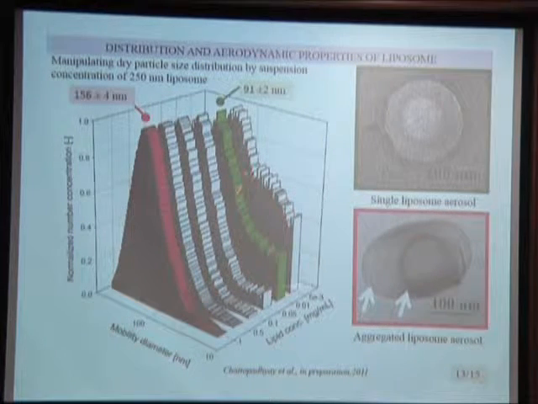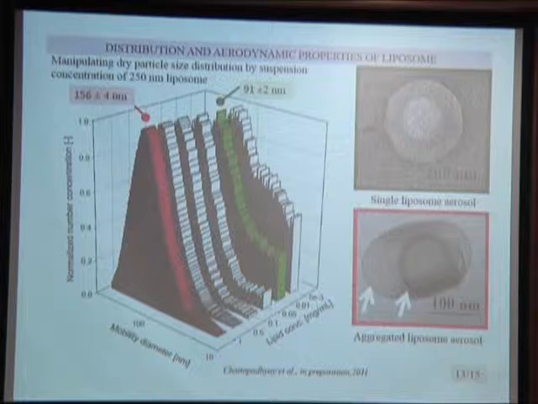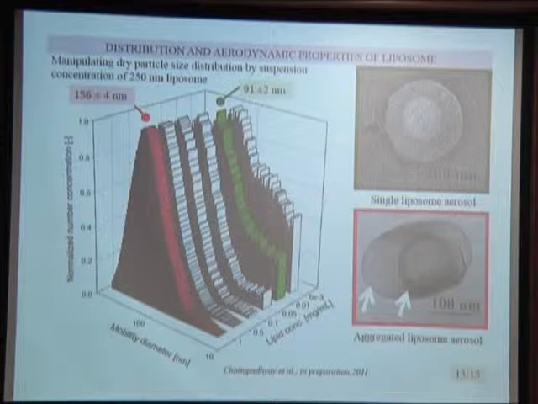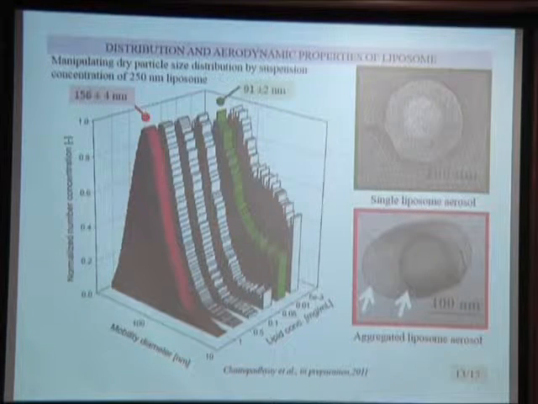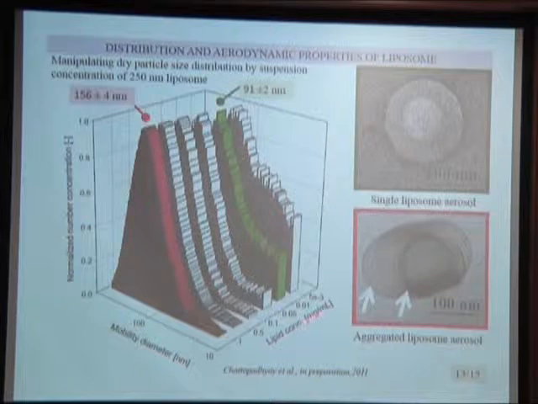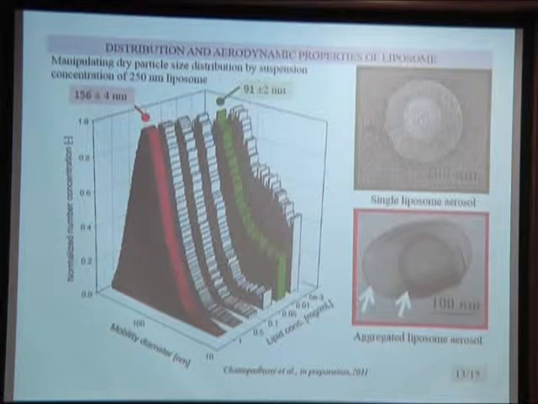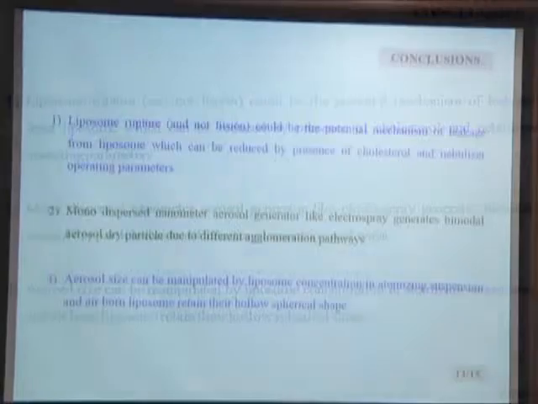So a case study with 250 nanometer size liposome is as follows. We see that when we have a very low lipid concentration, or very low liposome number concentration, it corresponds to probably 1 particle per droplet, which results in a dry particle size distribution of 91 nanometer. Whereas when we have inclusion of multiples of these particles in a droplet, it ends up in a higher mobility diameter. So it shows that manipulating the liposome number concentration can effectively change the particle size distribution, which is a potential advantage for inhalation drug delivery of the particles.